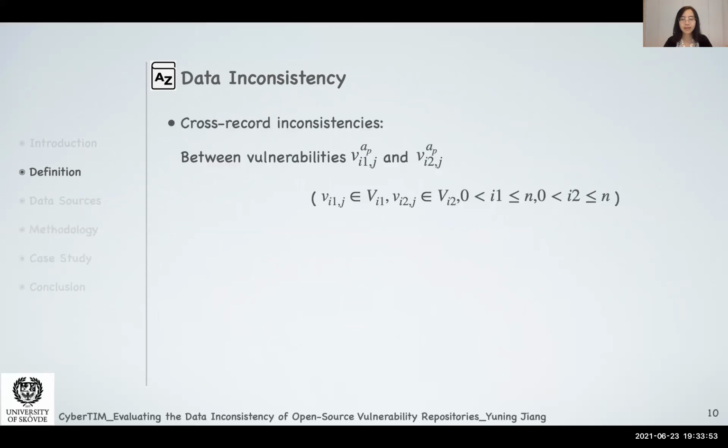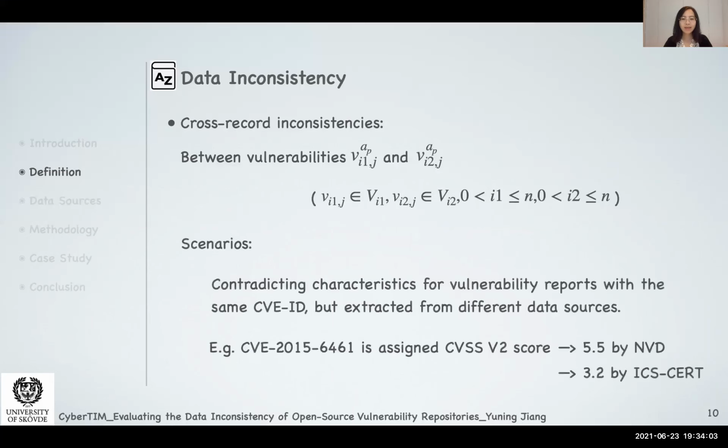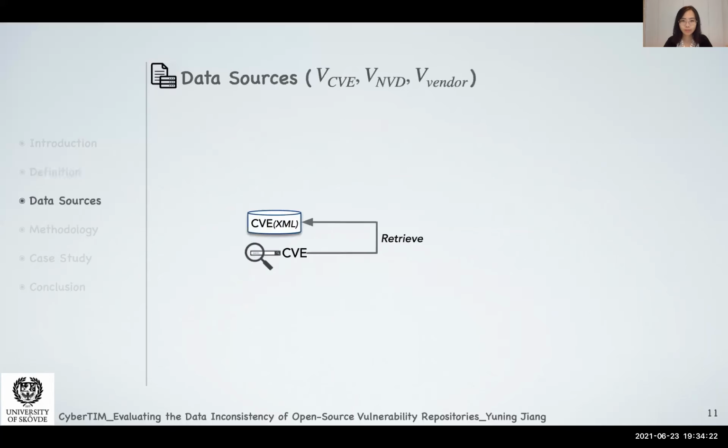Cross-record inconsistency exists between vulnerability reports that have the same CVE IDs, but are extracted from different data sources. It indicates scenarios where the same attributes, such as vulnerability severity scores, publication dates, and vulnerable products are conflicting, or where multiple attributes indicate contradicting vulnerability characteristics.